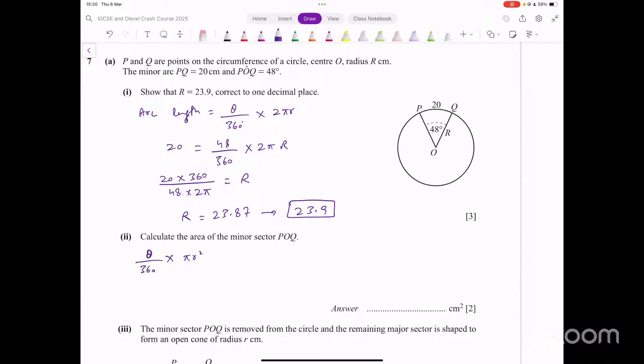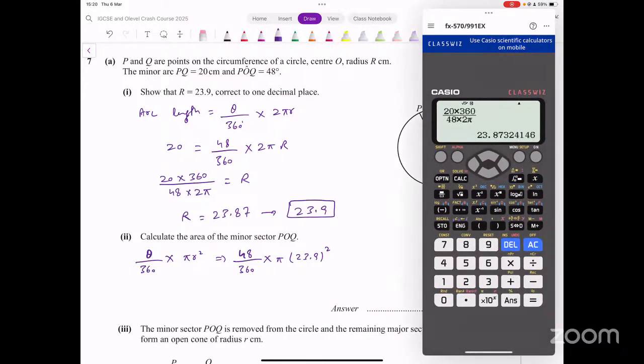Now, it's not necessary to write the formula. You can just input values in the formula directly and write down the answer after that. But what's this going to be? 48 is the angle, divided by 360 times pi r squared. That would be pi times 23.9, the radius that you found in the previous part, whole squared. And that should give you the area for this figure.